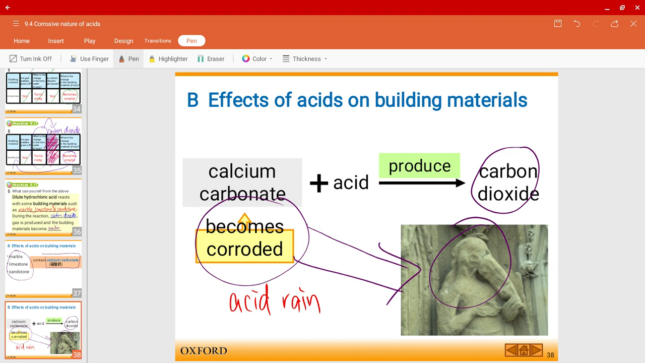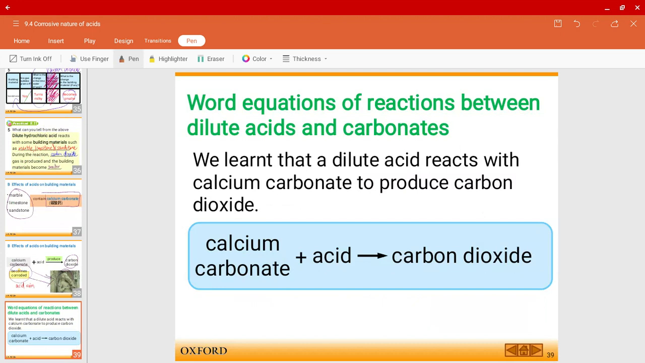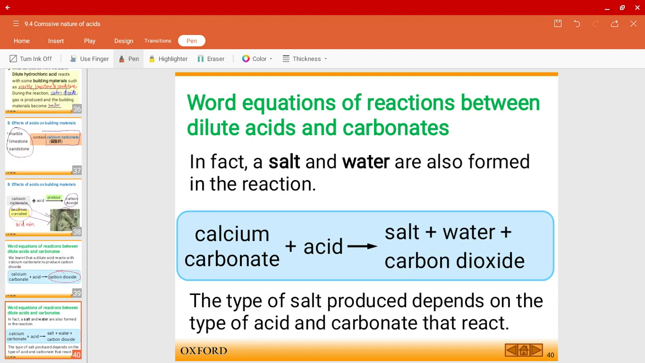So what exactly happens when calcium carbonate or any other carbonates are added to an acid? Just now I've taught you that carbon dioxide gas is produced. However, in fact, a salt and water are also produced in the reaction. So let's have a look at your favorite word equations. On the left, I have calcium carbonate plus an acid. When I react these two together, I would get salt, water and carbon dioxide.